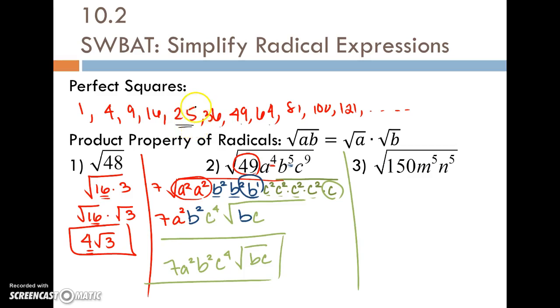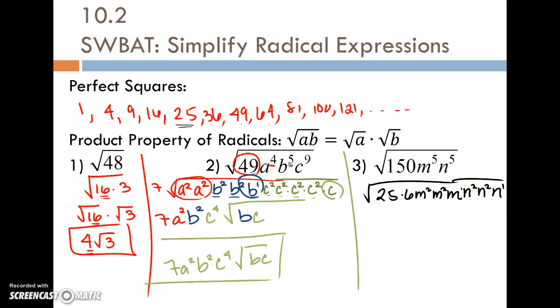25 times what? Well, you can check it on your calculator. 25 times 6 gives you 150. And then I'm going to break down the m's again. So m squared, and then m, because there's 1, 2, 3, 4, 5 m's. Then for the n's, n squared, and then n. That gives me 1, 2, 3, 4, 5.